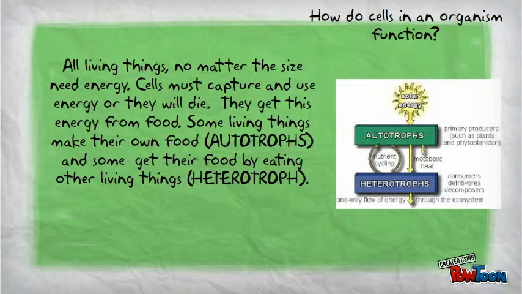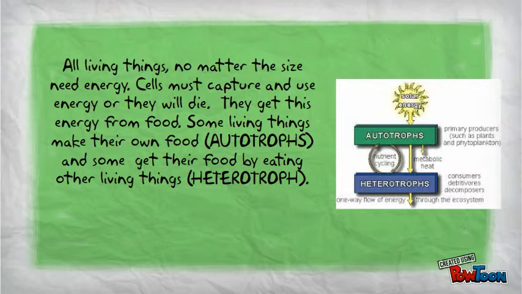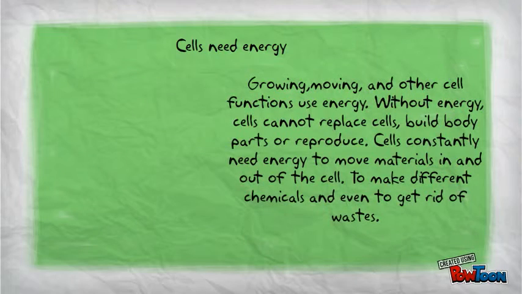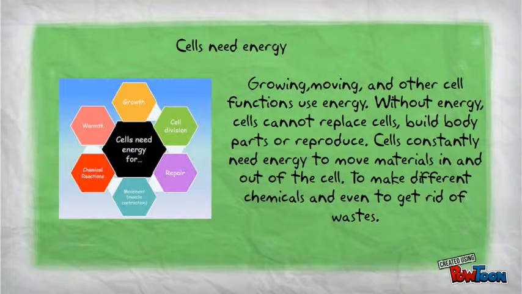How do cells in an organism function? All living things, no matter the size, need energy. Cells must capture and use energy or they will die. They need to get this energy from food. Some living things make their own food, called autotrophs, and some get their food by eating other living things, called heterotrophs. Growing, moving, and other cell functions use energy.